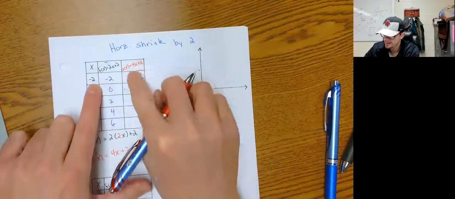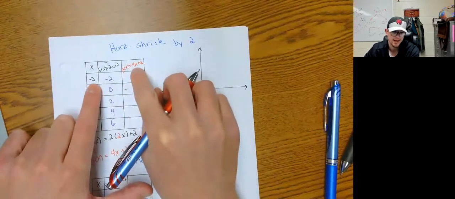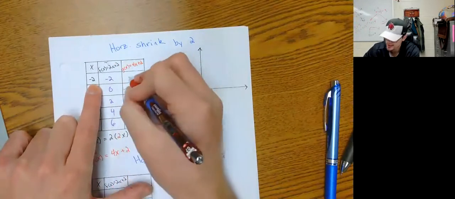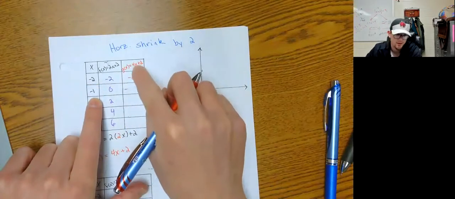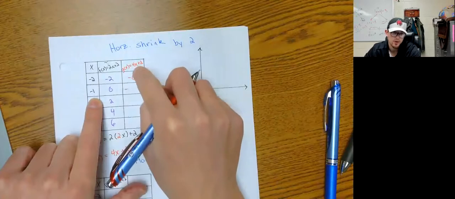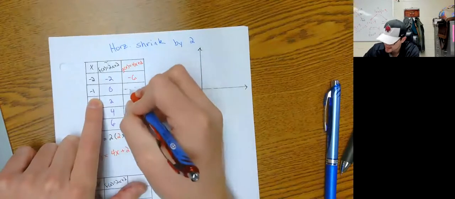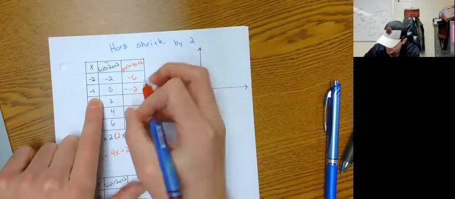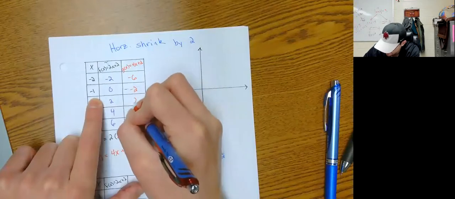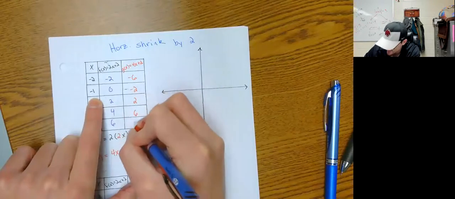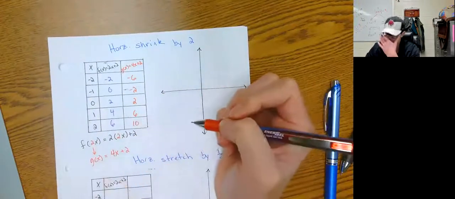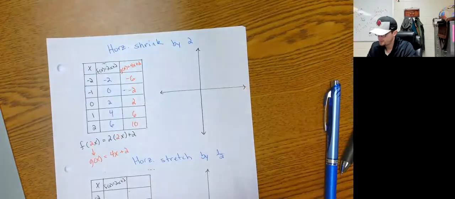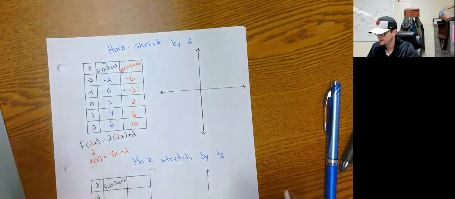Plug it in. What is negative 2 times 4? That's negative 8. Negative 8 plus 2 is negative 6. What is 4 times negative 1? That is negative 4. Negative 4 plus 2 is negative 2. Oh, we added 4. Add 4, add 4, add 4, right? Constant rate of change. So let's plot f of x first.